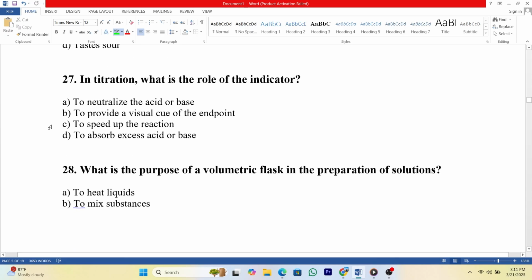27. In titration, what is the role of the indicator? A. To neutralize the acid or base. B. To provide a visual cue of the endpoint. C. To speed up the reaction. D. To absorb excess acid or base. Answer, B. To provide a visual cue of the endpoint.